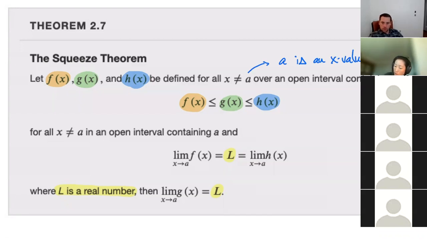Almost. We know that the limit of f of x and the limit of h of x are the same. So if f of x and h of x have the same limit, then we know that g of x will also have the same limit. Okay.